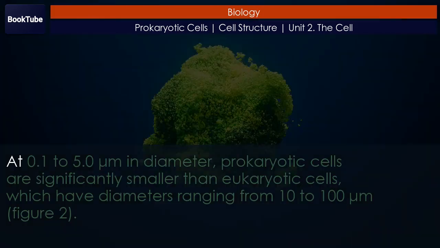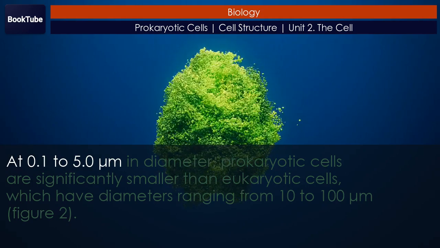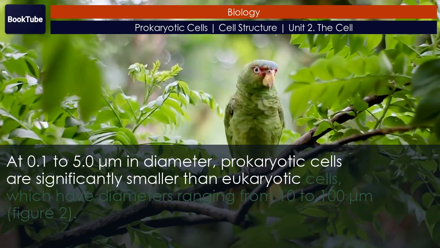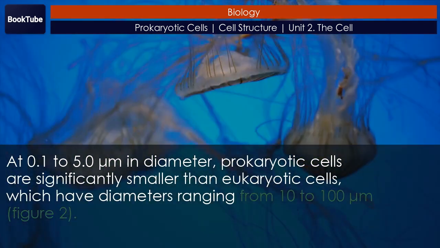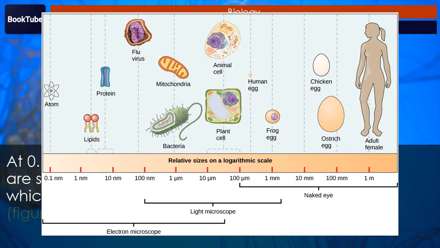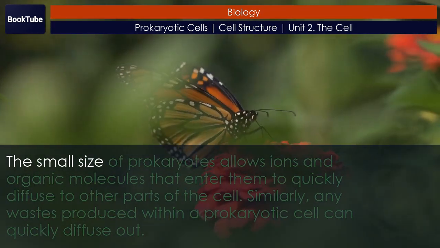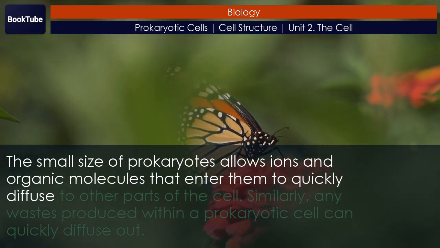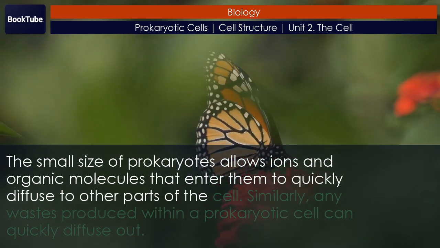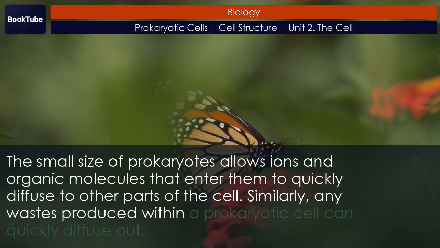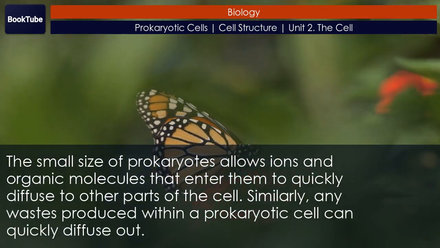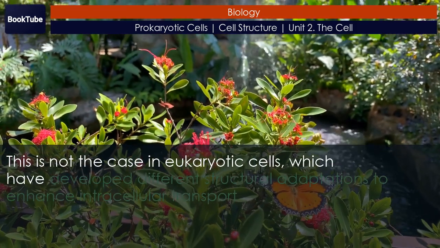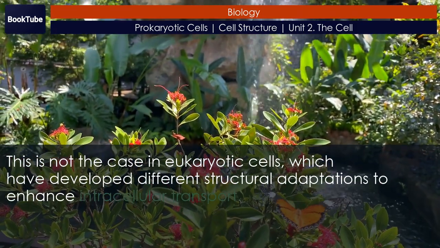Cell size. At 0.1 to 5.0 micrometers in diameter, prokaryotic cells are significantly smaller than eukaryotic cells, which have diameters ranging from 10 to 100 micrometers. Figure 2. The small size of prokaryotes allows ions and organic molecules that enter them to quickly diffuse to other parts of the cell. Similarly, any wastes produced within a prokaryotic cell can quickly diffuse out. This is not the case in eukaryotic cells, which have developed different structural adaptations to enhance intracellular transport.